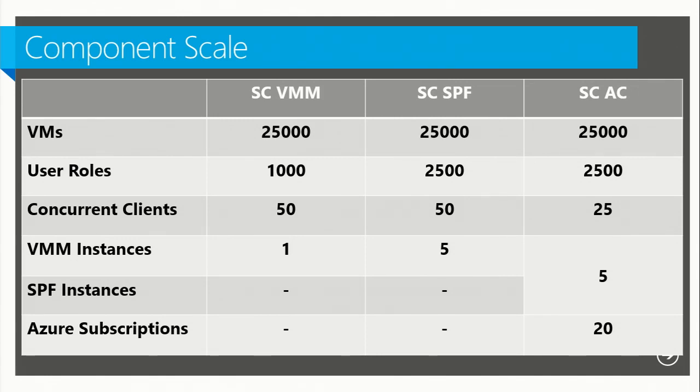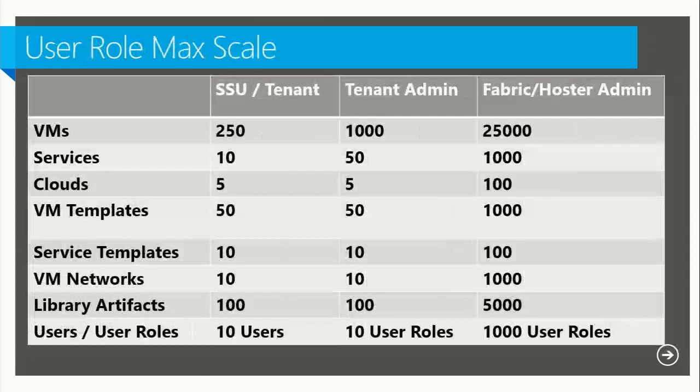In terms of App Controller, we support up to 20 Azure subscriptions. This is a breakdown, if you have a hoster environment, of the maximum number of objects you should plan for each tenant. We have a self-service user tenant, a tenant admin, and a tenant hoster admin. Essentially, these are the scopes of their user roles.